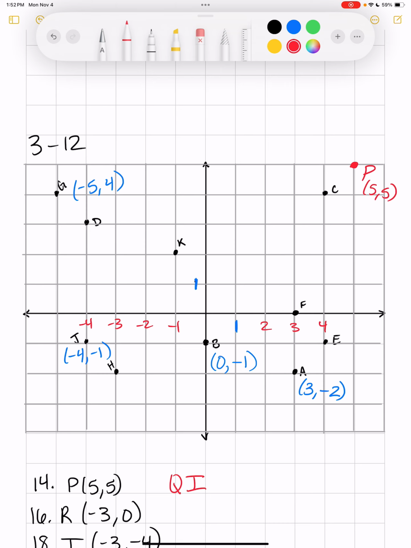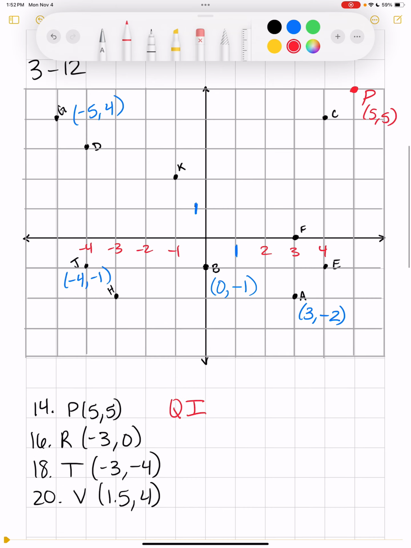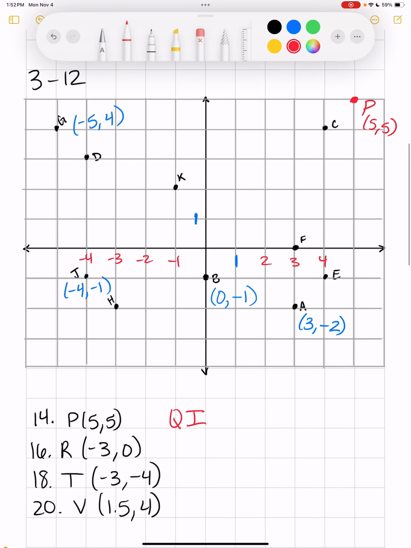Okay, so the next one is point R. It's at -3, 0. So where is that? It's on the x-axis. Second quadrant. So it is on the x-axis because if either of them is 0, you know it has to be on an axis. This one, the y is 0, so that means it's on the x-axis. So then -3, 0 would be over here, and it stays on the axis. So this is point R.